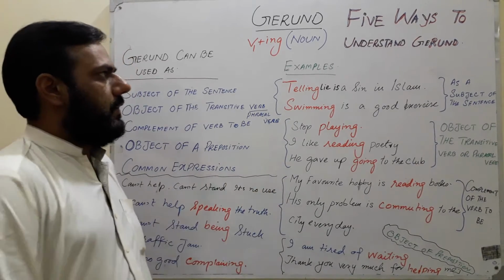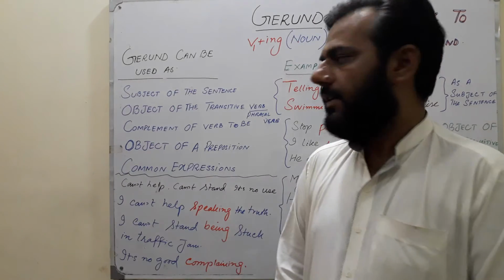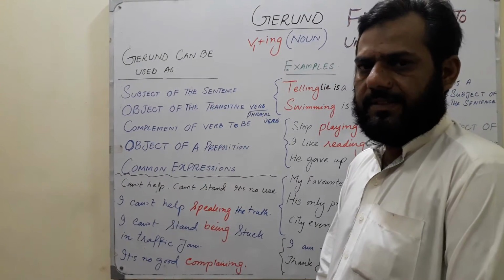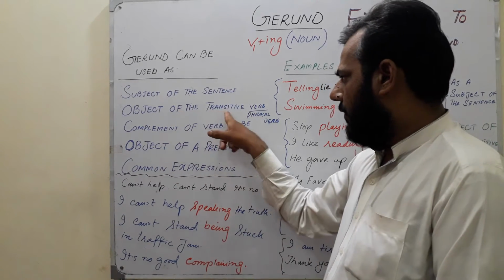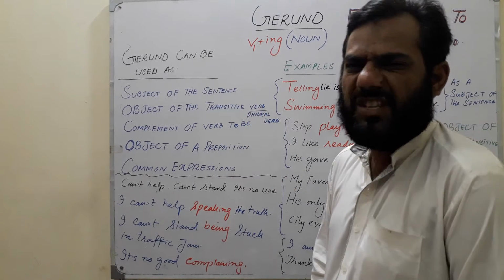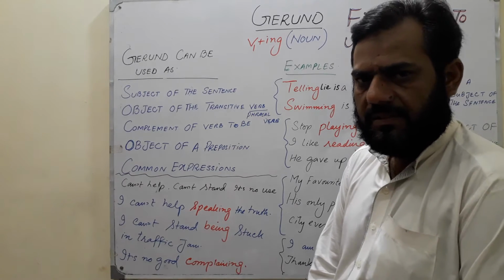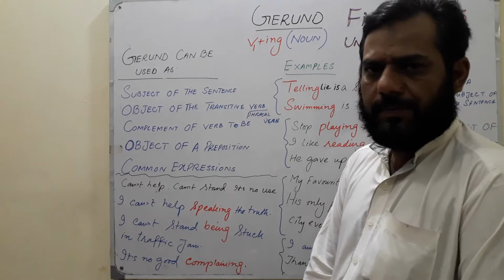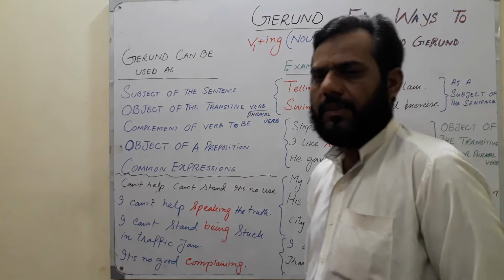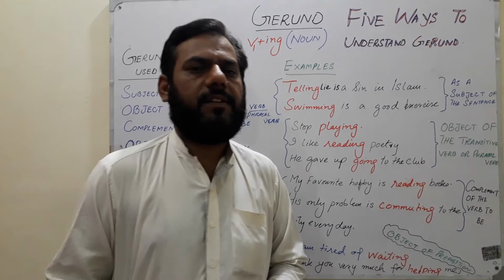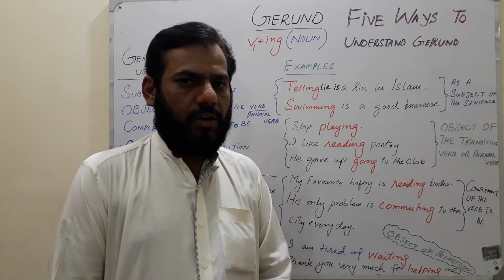Now, I have told you earlier that there are 5 ways to use it. You can see on the board. It can be used as: first, subject of the sentence. Second, object of transitive verbs or phrasal verbs. Third, complement of verb to be. Fourth, object of the preposition. Fifth, common expressions. So these are the 5 ways that we can understand the usage of gerund. Now, let's get started with how to use it.